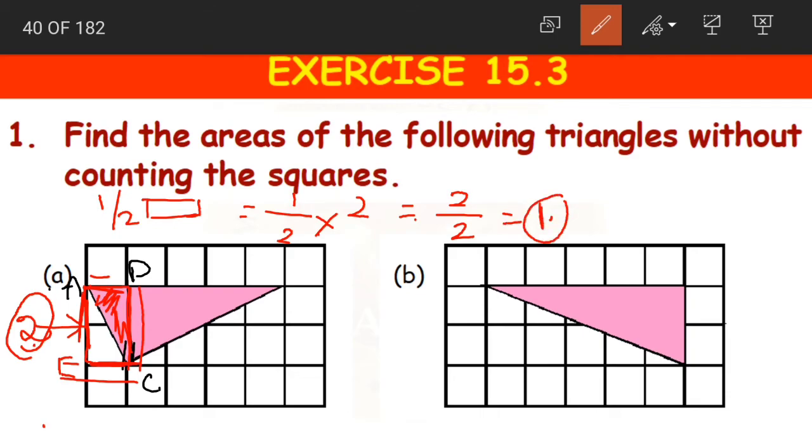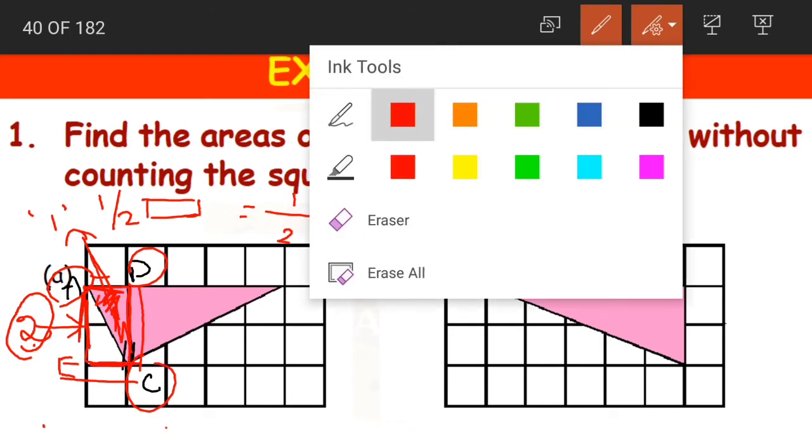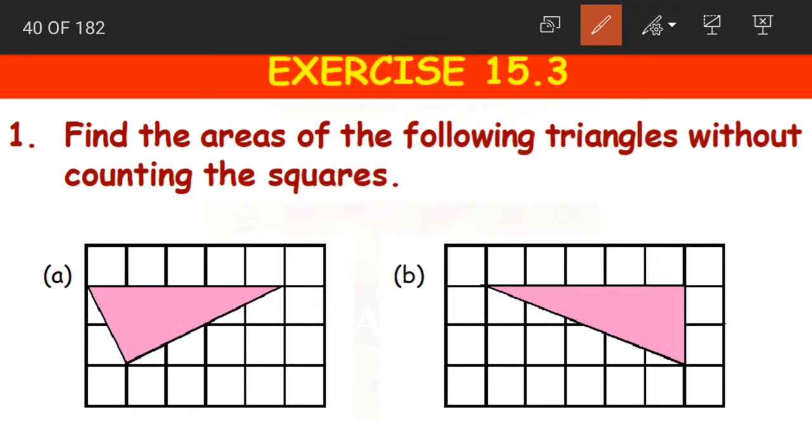So what is this 1 now? Is this our final answer? No. This 1 is the area of our first triangle ADC. 1 is the area of our triangle ADC. Let me write here. Triangle ADC is equal to 1 square unit. So our part is done here. We have found out the area of our triangle ADC.